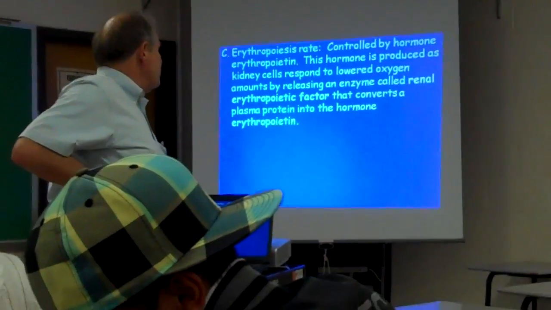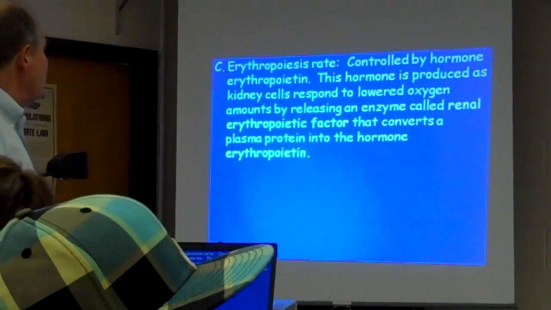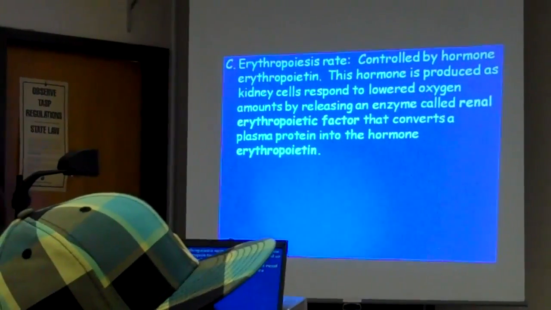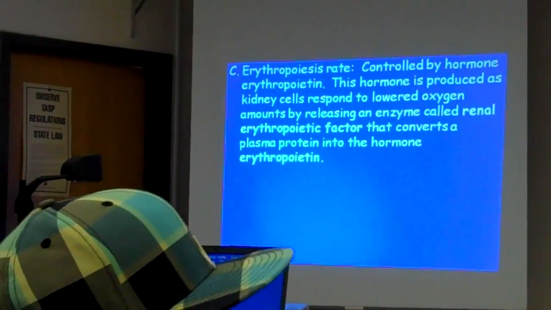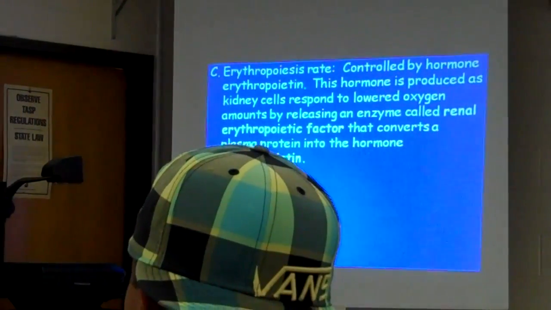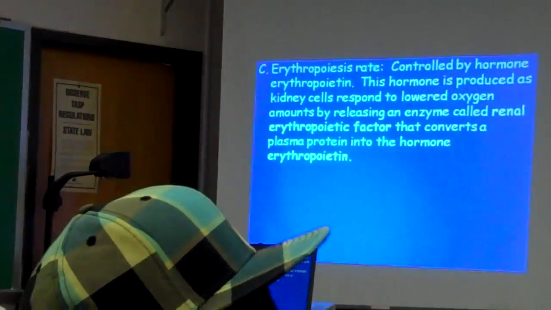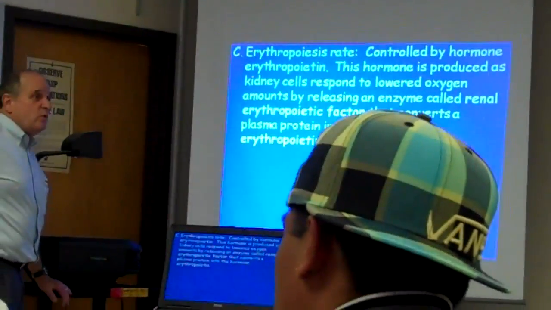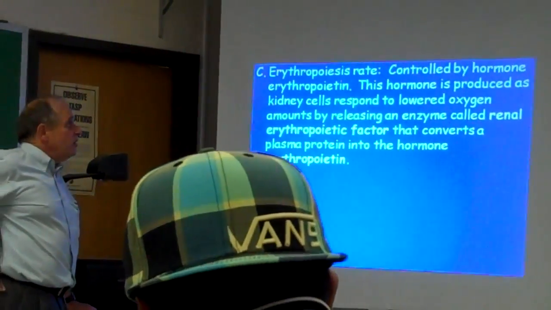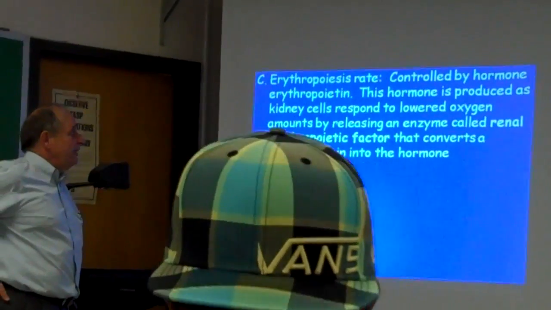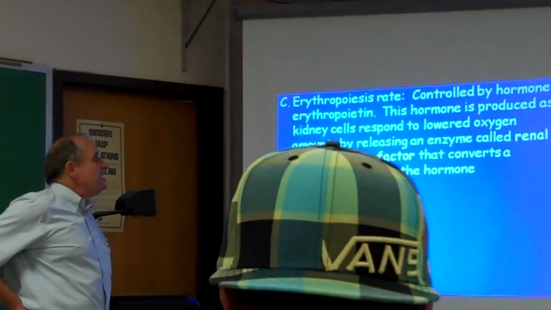Now, I want to mention this to you. Erythropoiesis rate. Now, erythropoiesis, be aware of this one. And there's a question on your lab test, on your practice exam. There's a question dealing with this one. There's definitely a question right here. It's controlled by the hormone erythropoietin. This hormone is produced by kidney cells.